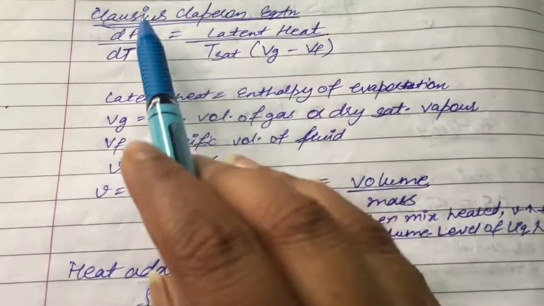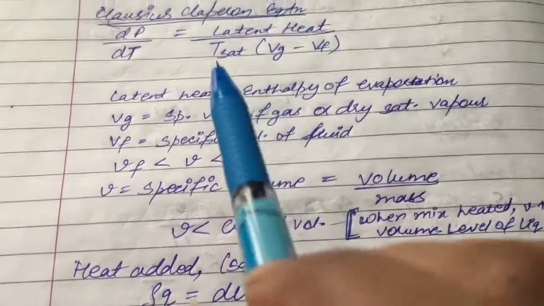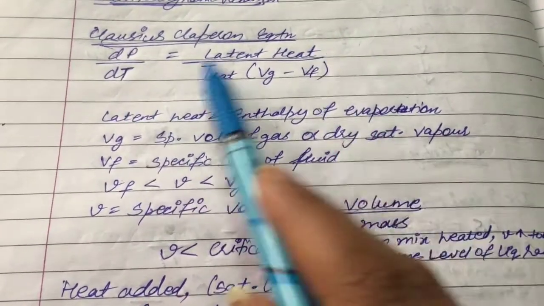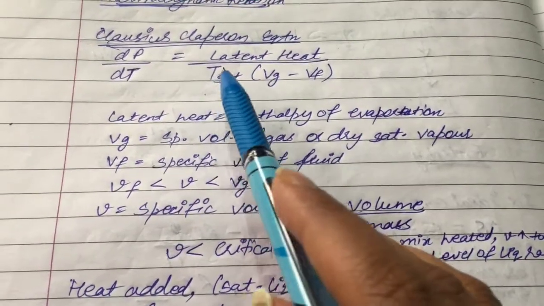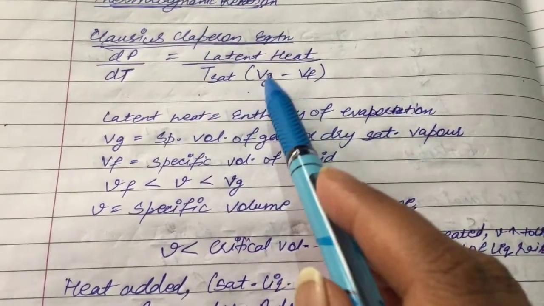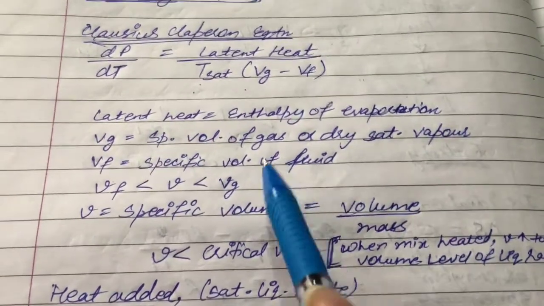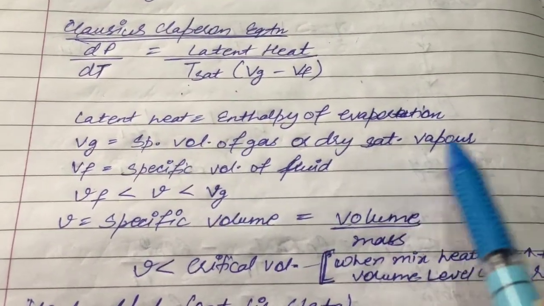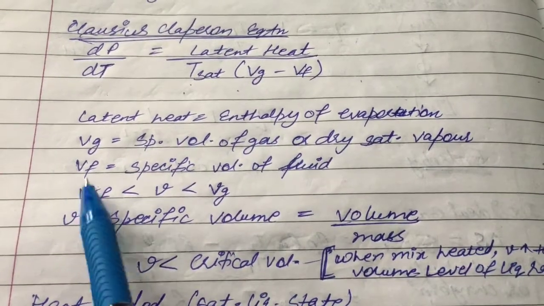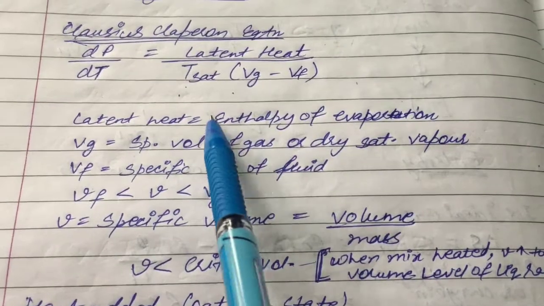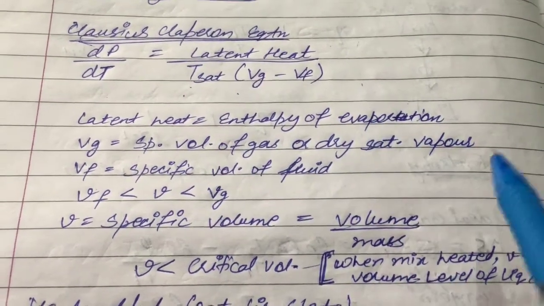Next we have the Clausius-Clapeyron equation. According to this equation, dP/dT is equal to latent heat upon saturation temperature into (Vg minus Vf), where Vg is the specific volume of gas or dry saturated vapor, Vf is the specific volume of fluid, and latent heat is equal to the enthalpy of evaporation.